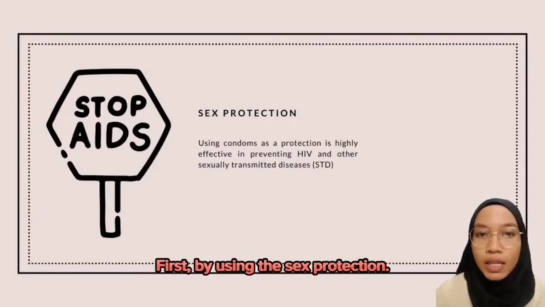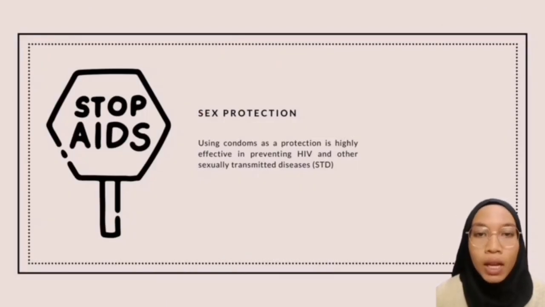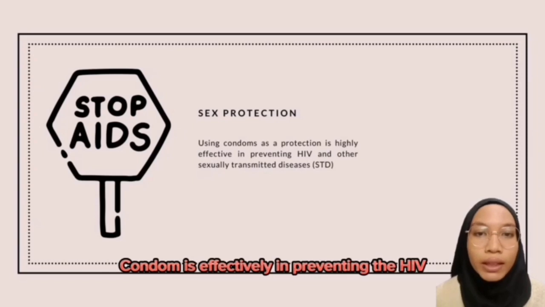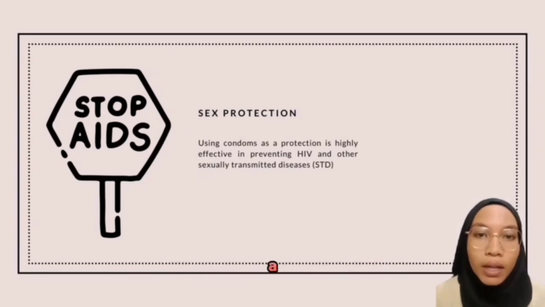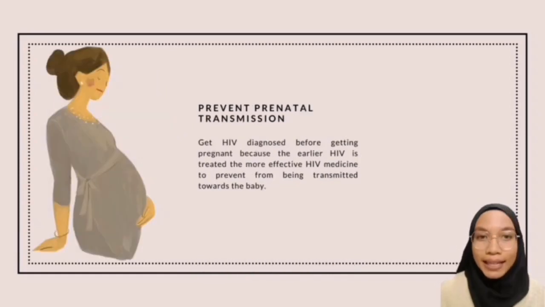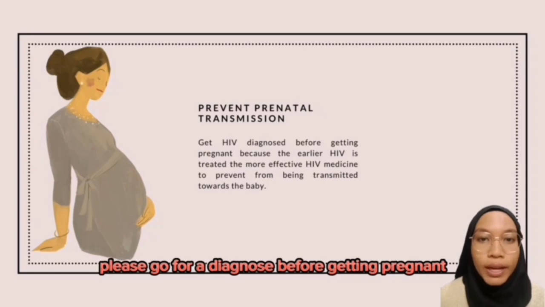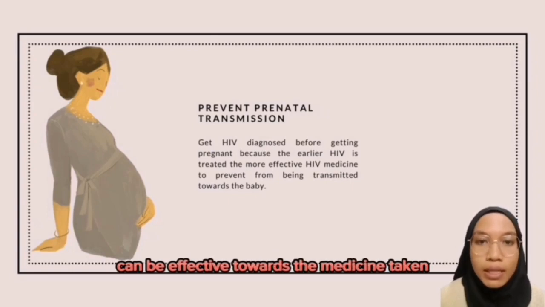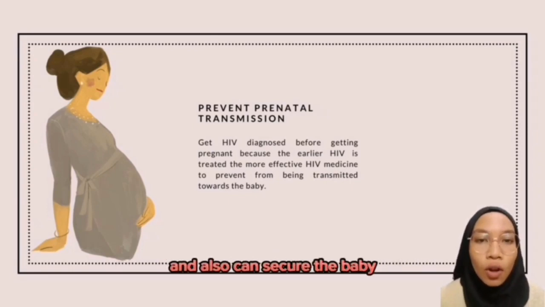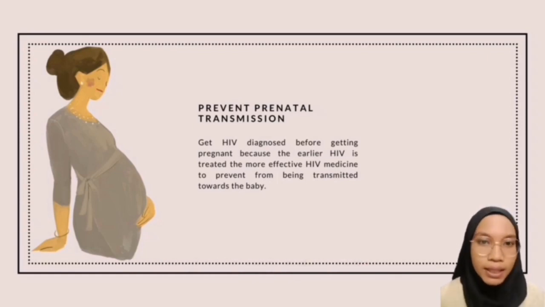First, by using sex protection, such as condoms. Condoms are effective in preventing HIV and other sexually transmitted diseases during interaction. Second, for the mother-to-be, please go for a diagnosis before getting pregnant, because the earlier the HIV is detected, the more effective the medicine taken will be, and it can also protect the baby from getting infected with HIV.